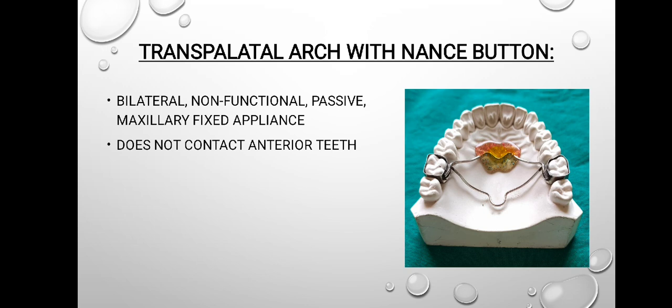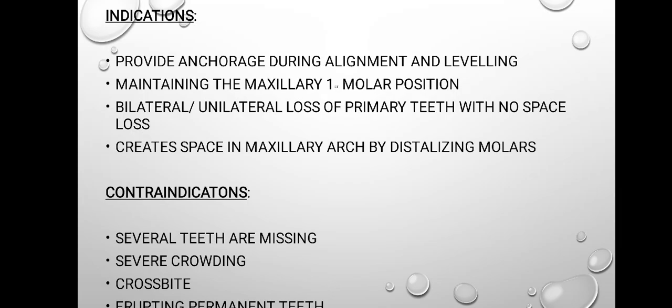Transpalatal arch with Nance button. Bilateral, non-functional, passive maxillary fixed appliance. It does not contact the anterior teeth. Indications: provide anchorage during alignment and leveling, maintaining the maxillary first molar position, bilateral or unilateral loss of primary teeth with no space loss, and creating space in the maxillary arch by distalizing molars. Contraindications: several teeth missing, severe crowding, crossbite, erupting permanent teeth.